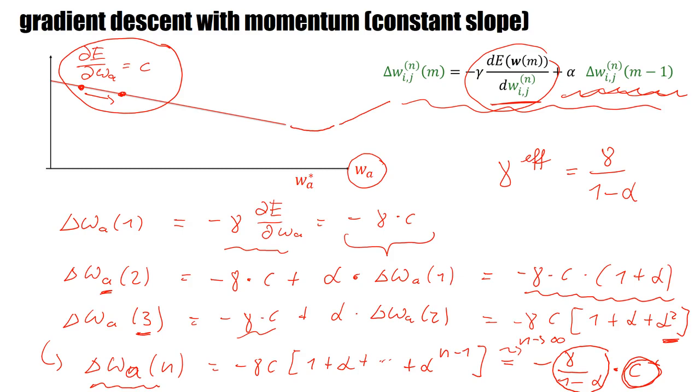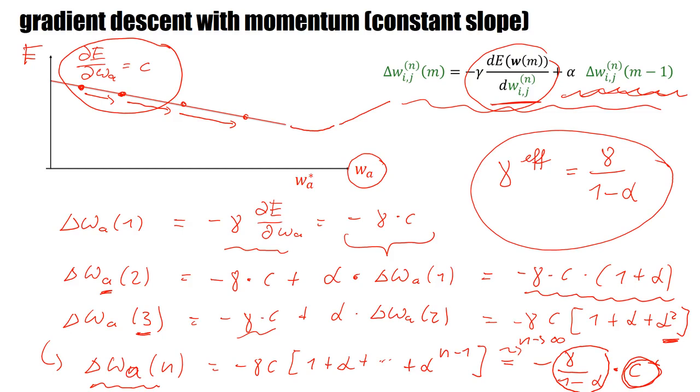So going back to this picture here, this is my error. And the first time step was this. The second time step will be bigger. The third time step will be even bigger. So we really pick up momentum. We take up speed, and the steps get bigger and bigger. And in the limit, we have a very long slope that's constant going down. It's like working with an effective learning rate, which is gamma divided by 1 minus alpha.